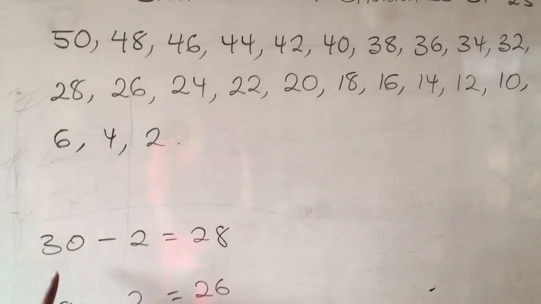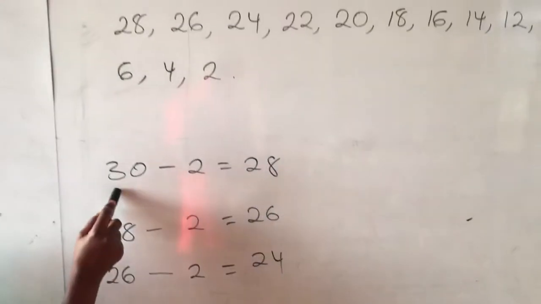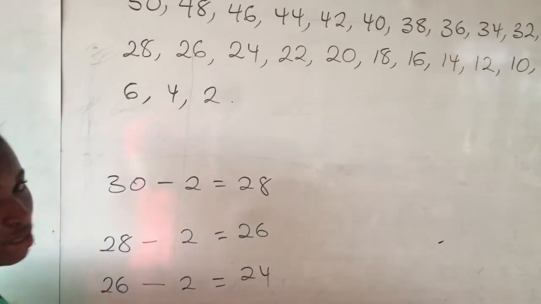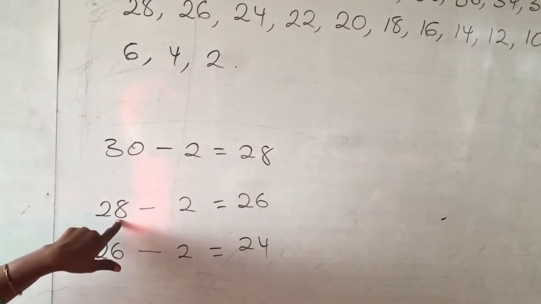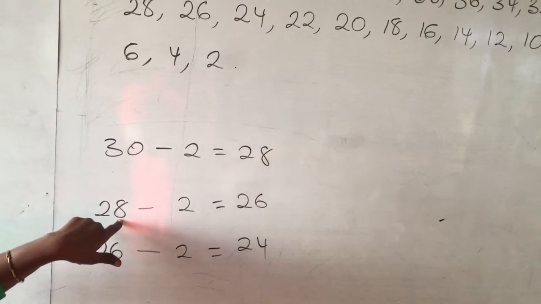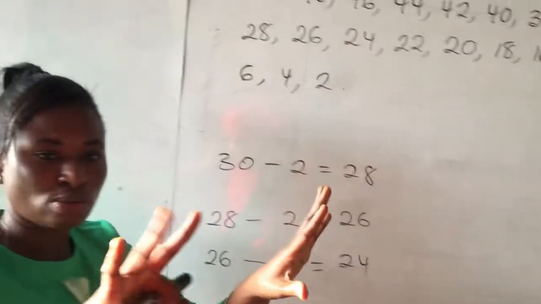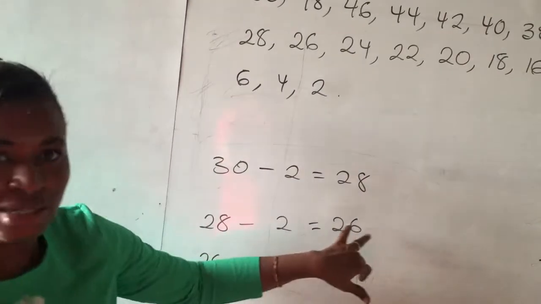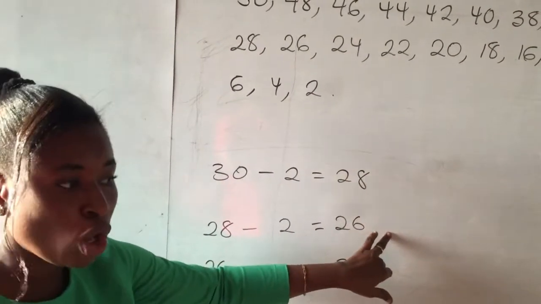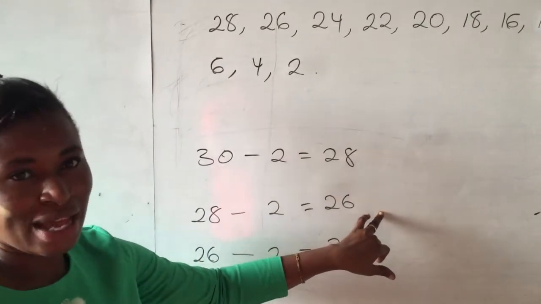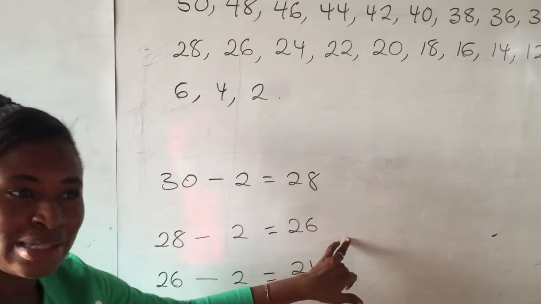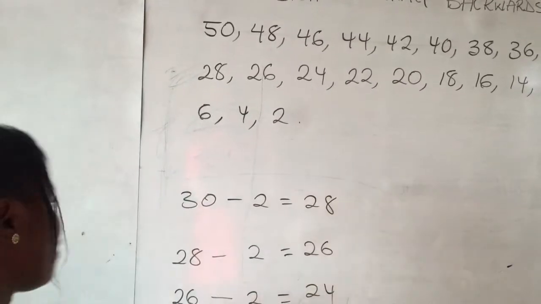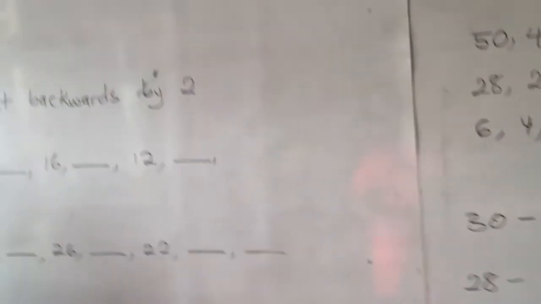Okay? So I have an example here. Like 30. I have 30 minus 2. What will I get? 28. Now 28, the number behind 28 is what? 8. So I just count 8 and subtract 2. What will I be left with? 6. So my answer will be what? 26. You do that to help you get the next answer in skip counting. Remember, skip counting backwards, we always subtract what? 2. That's very good.